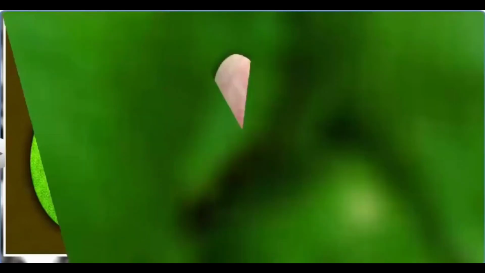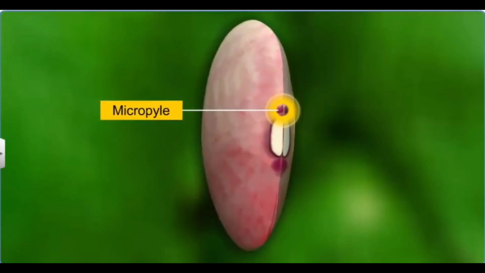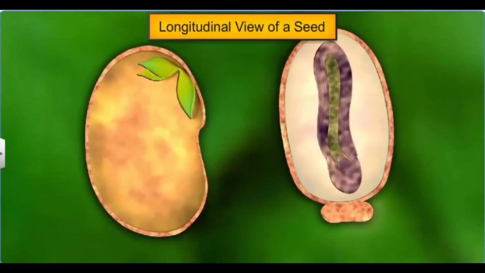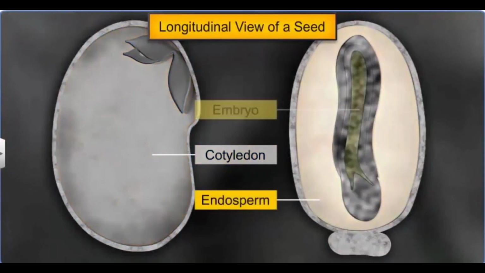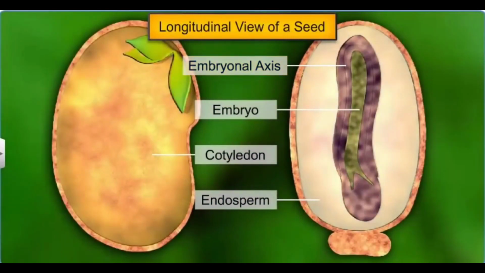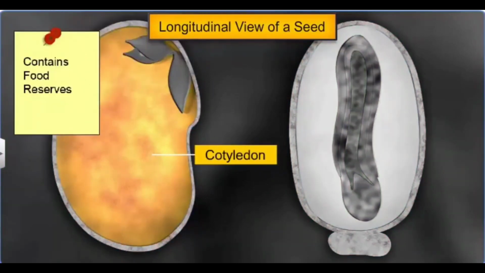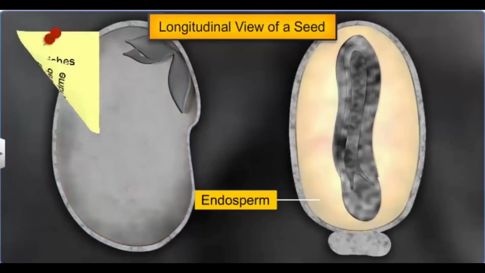The micropyle of the ovule persists in the seed as a small pore through which water and oxygen enter when the seed germinates. Inside the seed coat lie one or more cotyledons as well as the endosperm, embryo, and embryonal axis. The cotyledons, which are often fleshy and swollen, contain abundant food reserves. Endosperm, on the other hand, is a nutritive tissue nourishing the developing embryo.